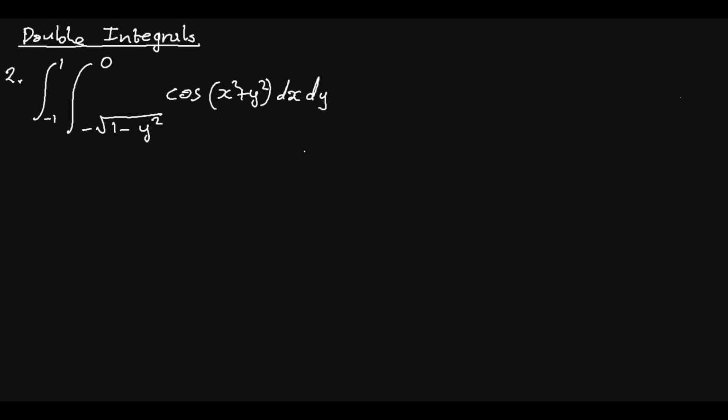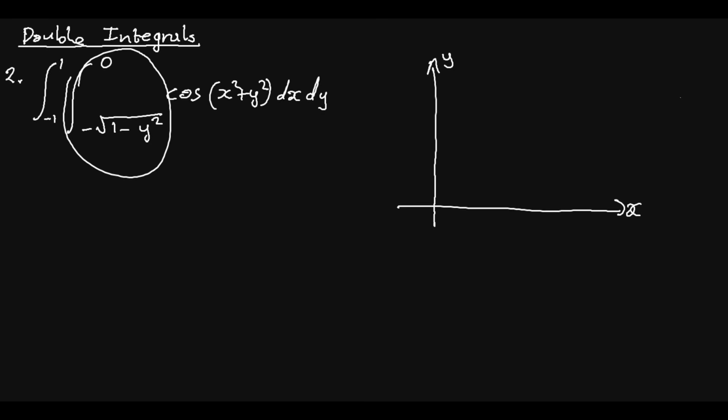Okay, so there we have it. They want us to use polar coordinates. Let's try to draw the region again to see our limits in polar form. This integral has x limits from the lower limit to the upper limit. So this lower limit is x equal to minus square root of 1 minus y squared.